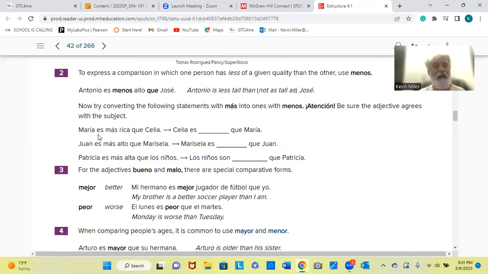Let's look at this one. María es más. Now the adjective of comparison here is rico, to be rich. Now, María is feminine, so María es más rica que Celia. Okay. Es más rica que Celia. Now, if María is richer than Celia, Celia is less rich than Maria. So that's what they want us to do here. So Celia es menos rica que Maria. Okay.